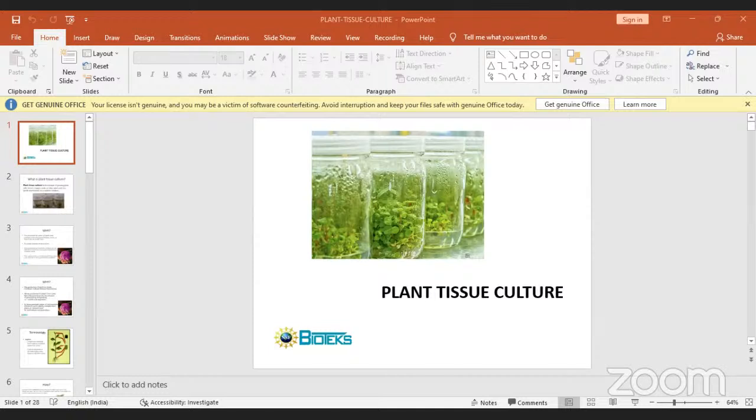It is helpful in achieving in vitro fertilization. It can be used in the recovery of hybrid embryos, which get aborted due to incompatibility of the parents. This is the diagram of the ovary culture. So another one is the embryo culture. Embryo culture is the culture of isolated immature and mature embryos.